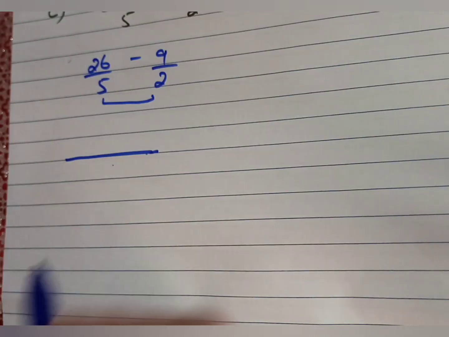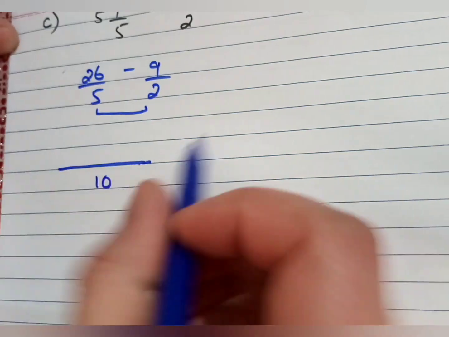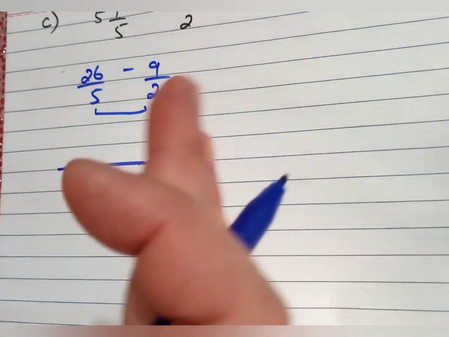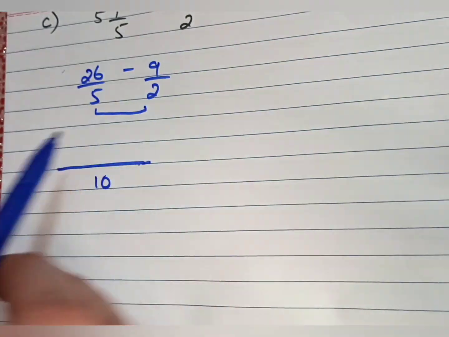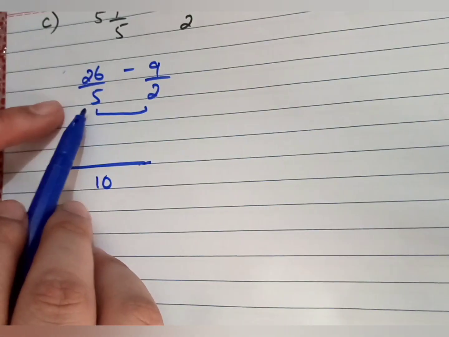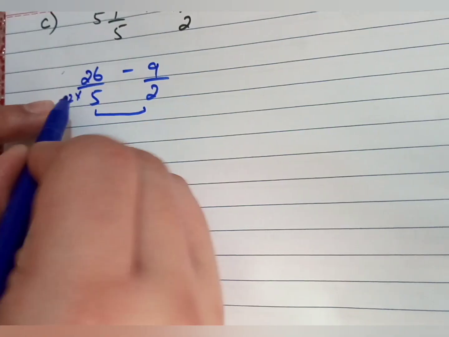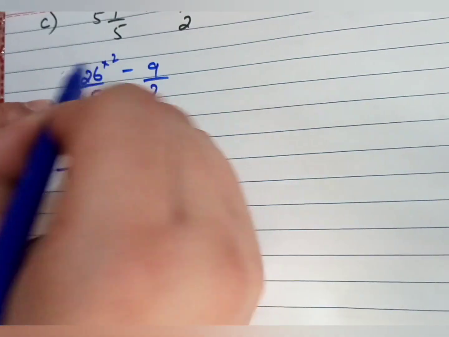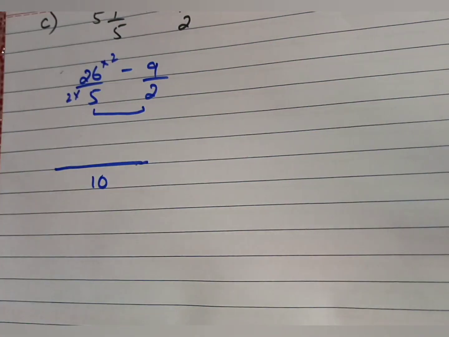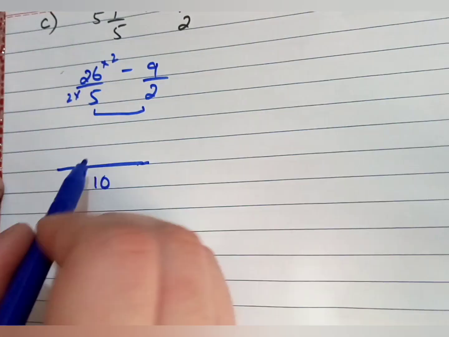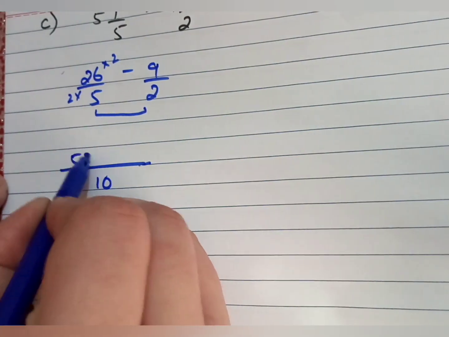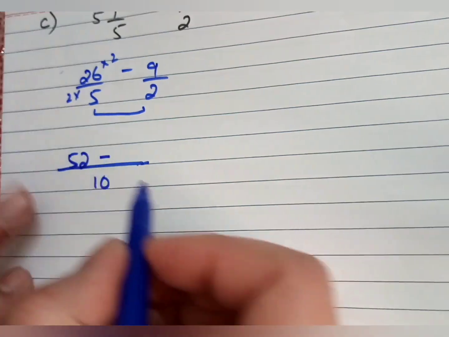Now the LCM of 2 and 5 is 10. Now by which term do we multiply 5 so it becomes 10? When I multiply 5 with 2, it becomes 10. So multiply that 2 also with your numerator. Now multiply 2 with 26. Multiply 26 by 2, we get 52. Now write down this minus sign again.